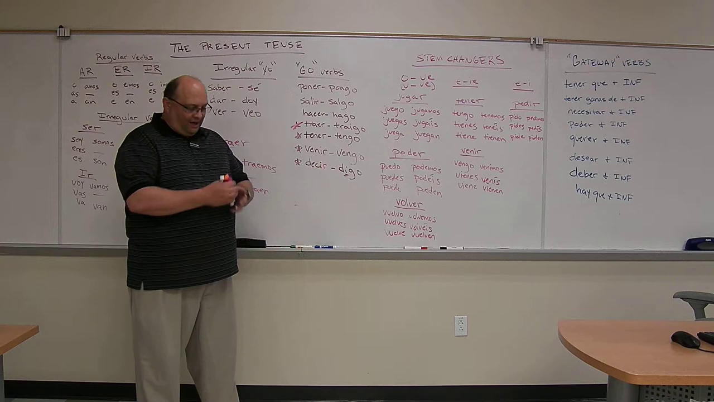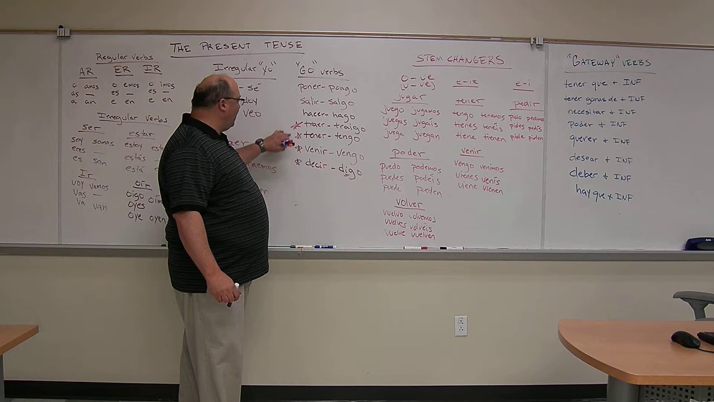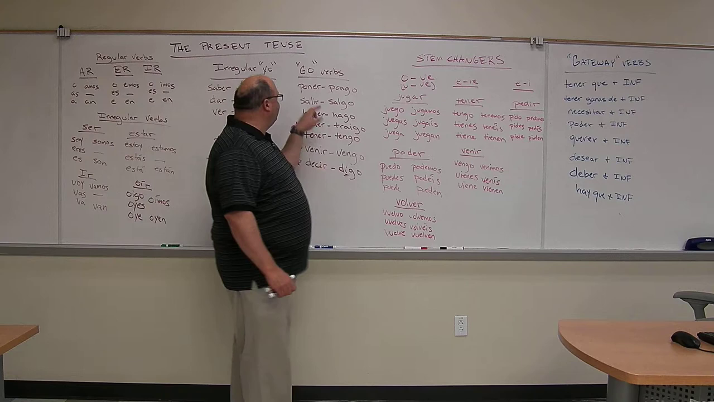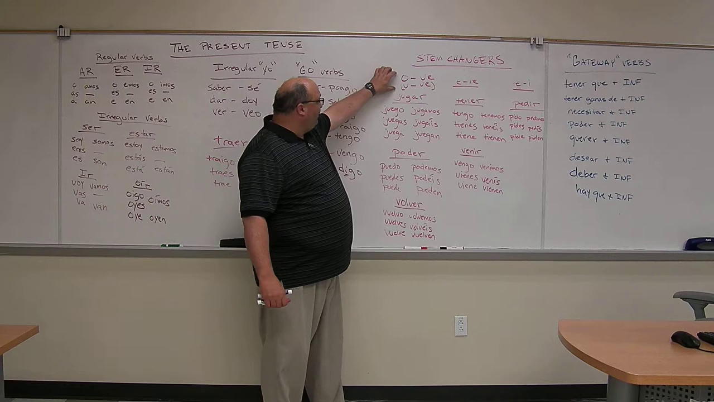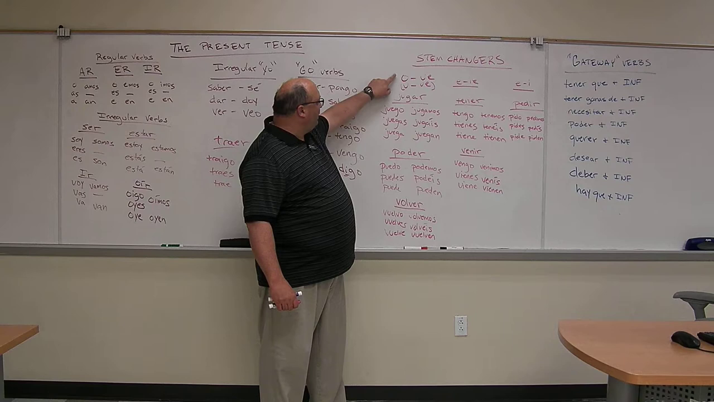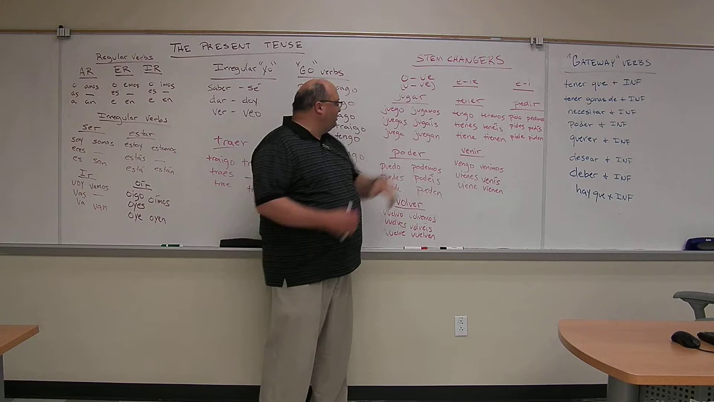And remember, tener and venir are part of this category. We're going to talk about them. There are stem-changing verbs. That means that the verb, this vowel in the middle of the stem, changes. So we have three types of stem changers. Well, four really. One is just only one verb, this one right here. So the first verb is the O to UE category. So the O in the middle of the verb changes to a UE, like we have with poder.